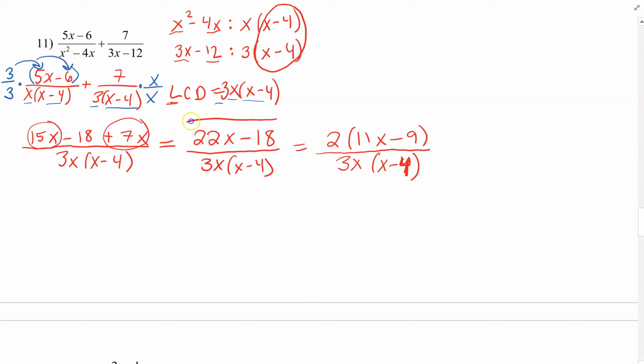So we can leave our answer like this, but we do need to note that x can't be 0, and that's because of this factor of x right there. I'm not allowed to let it be 0, and then x can also not equal 4, and that's because of this factor here. If I plugged 4 in for x, this would become 0. 4 minus 4 would become 0, so I can't let x be 4 either. So this is my answer. This is what I get when I add these two fractions, and then these are the values for x I need to exclude.